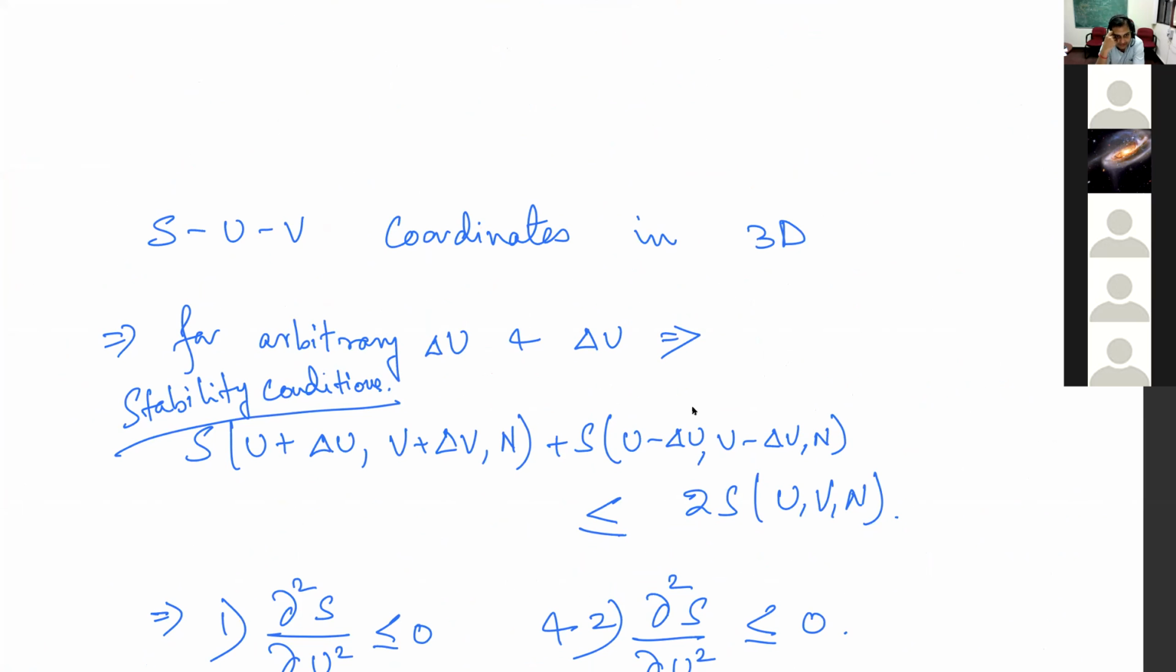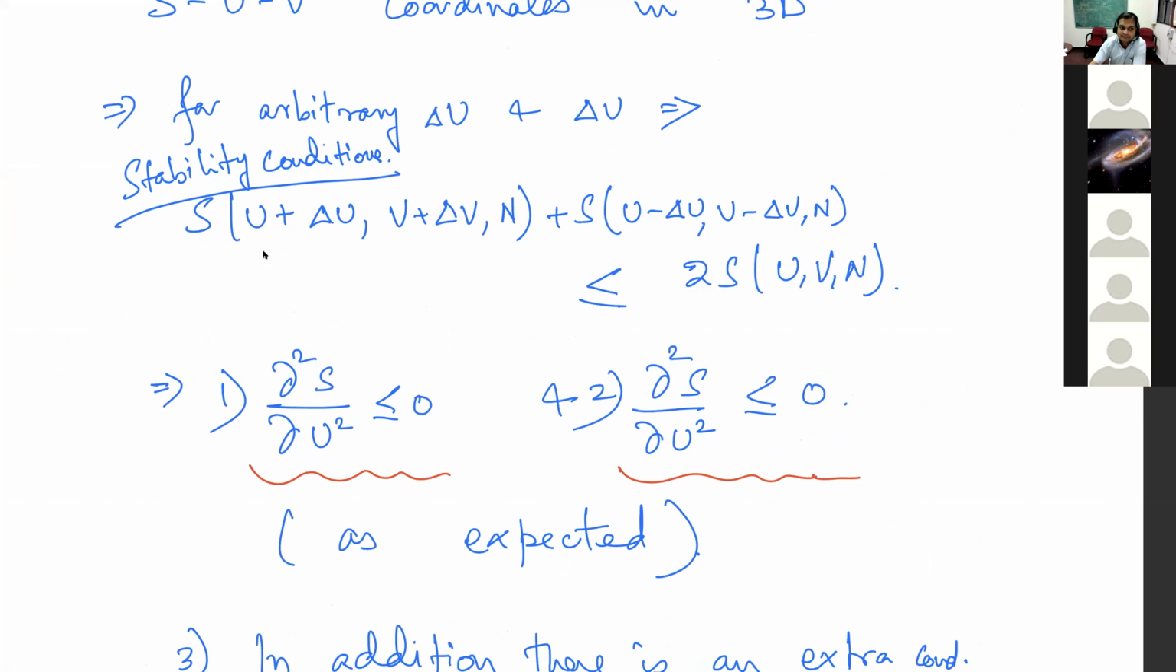Now I can arbitrarily change delta U and delta V, given that the mole number is constant, etc. And then my stability condition becomes this: S(U plus delta U, V plus delta V, n) plus S(U minus delta U, V minus delta V, n) is less than or equal to 2S(U, V, n), right? And not only this, other combinations are also allowed. I may be increasing U but decreasing V, or increasing V and decreasing U, etc. So for all such combinations, eventually the entropy should be less than or equal to 2S(U, V, n), no?